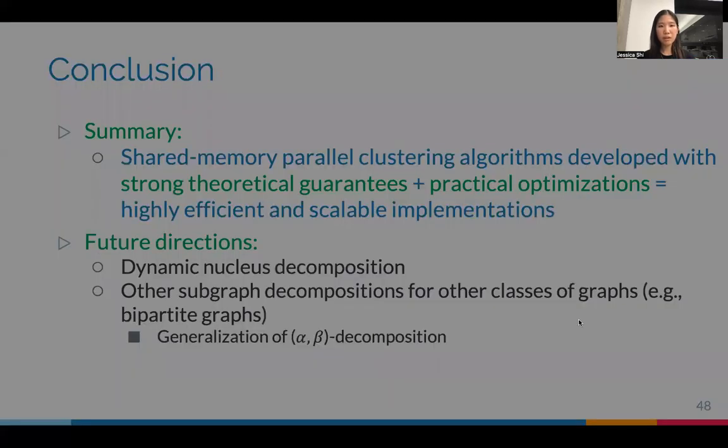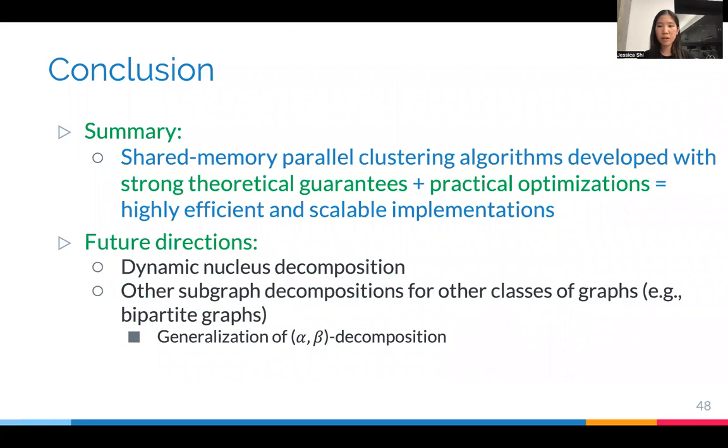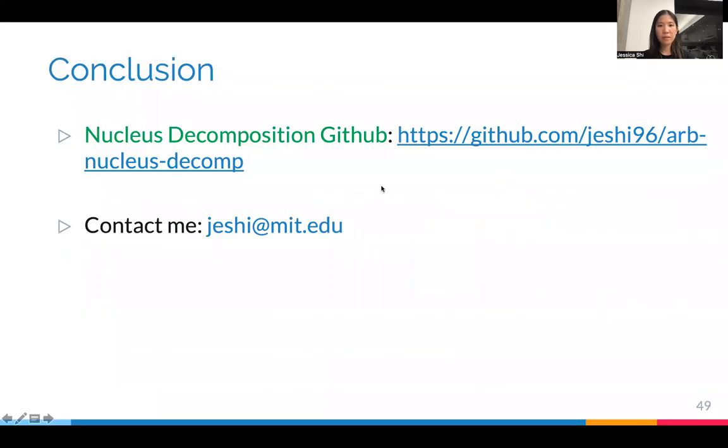So in conclusion, I've shown that shared-memory parallel clustering algorithms developed with strong theoretical guarantees and practical optimizations can lead to highly efficient and scalable implementations. There are many directions for future work, including different settings like dynamic settings and different classes of graphs, such as bipartite graphs. And all of our code is publicly available at this GitHub here. And thank you for listening to this talk.